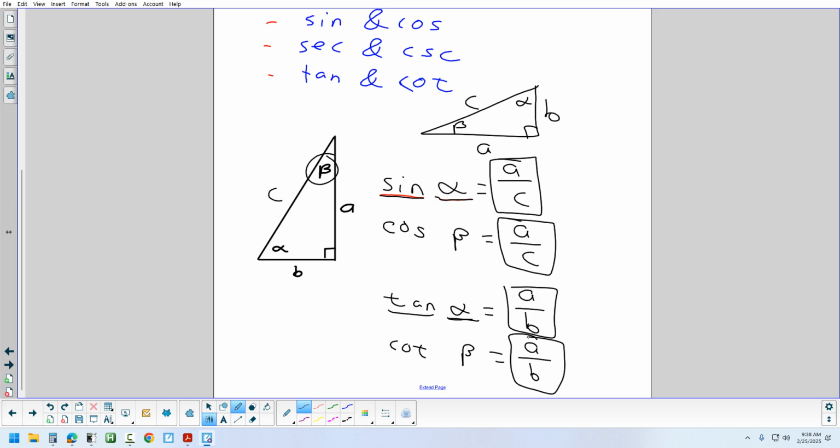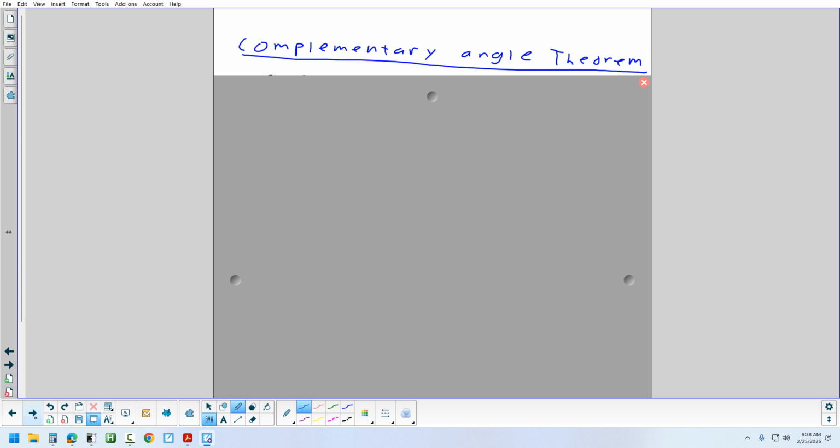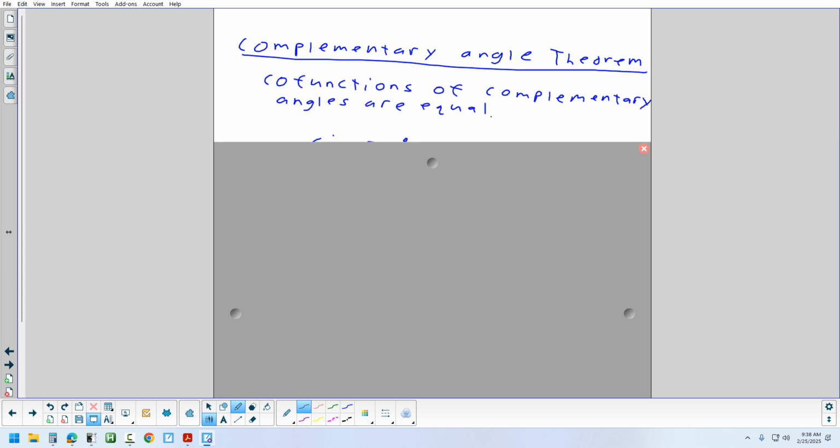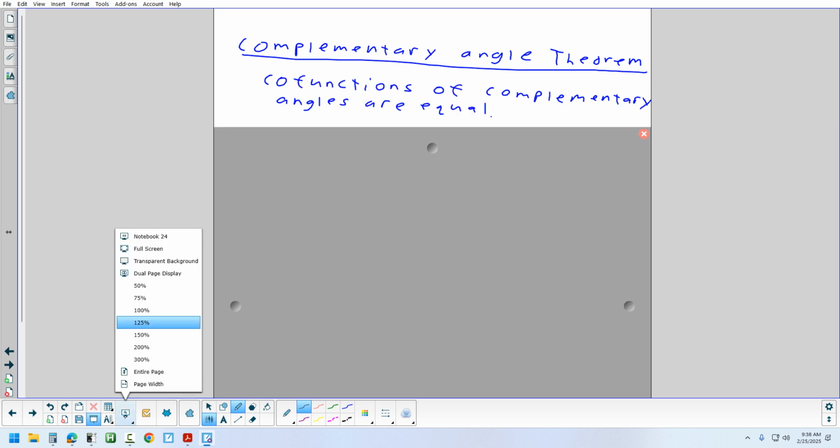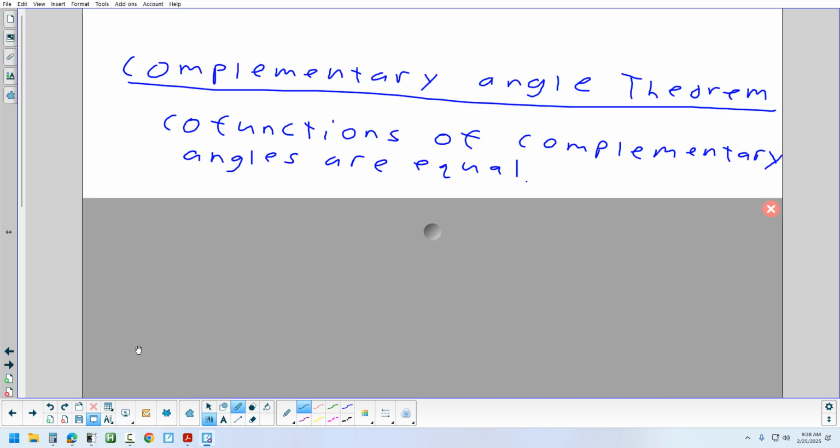And the fact that it's coming out the same, it's not random. That's going to keep happening as long as you're dealing with cofunctions and complementary angles. And that's called the complementary angle theorem. Very simply, it says that if you have cofunctions and you have angles that are complementary, when you solve each of those problems, they will come out exactly the same.